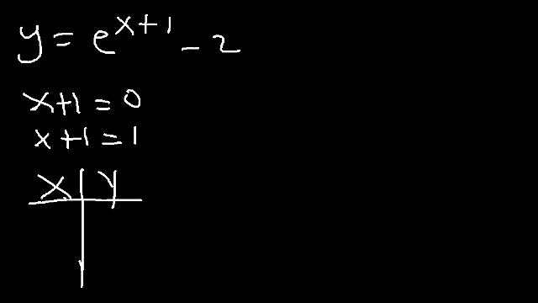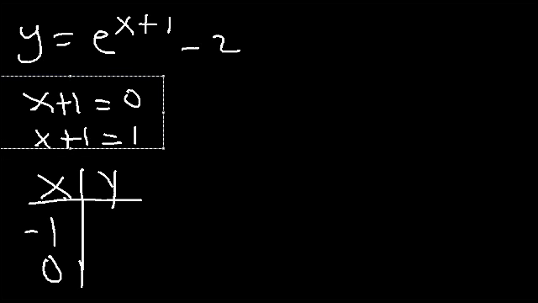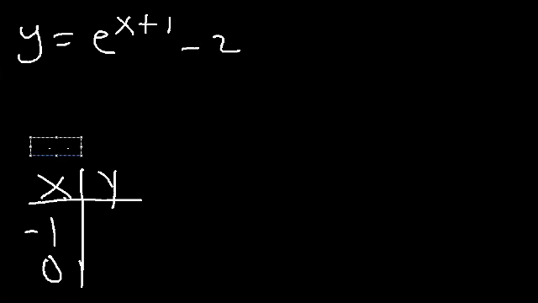So if x plus 1 is 0, that means x is negative 1. And if x plus 1 is equal to 1, x is 0. So we need to plug in 0 and 1 into the equation, and let's find the values of y.